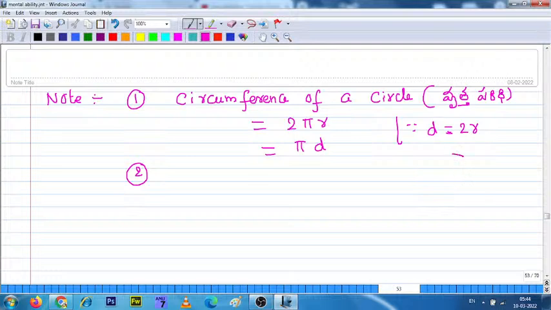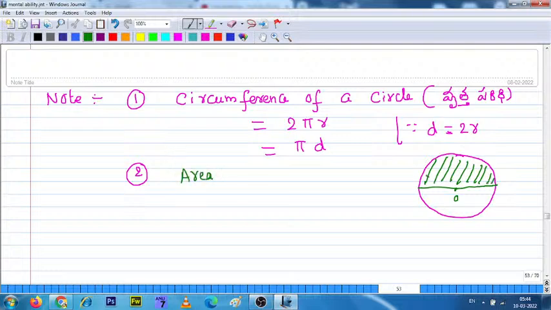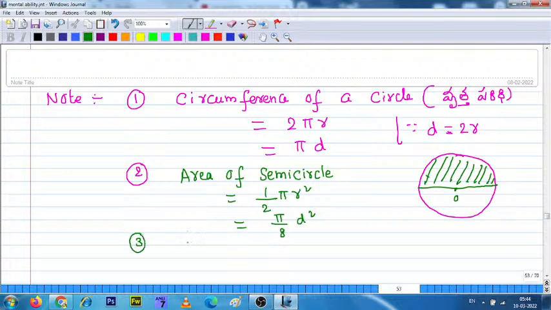So for example, this is a circle. It's a diameter, for example, that passes through the center of the circle, say O. So this is called a semicircle, the shaded portion. So now the area of the semicircle. Semicircle means ardhavurtam. The area of a semicircle is equal to half of the area of the circle, half pi r square, or we can write pi by 8 d square.